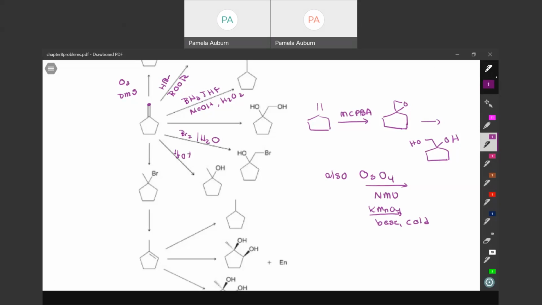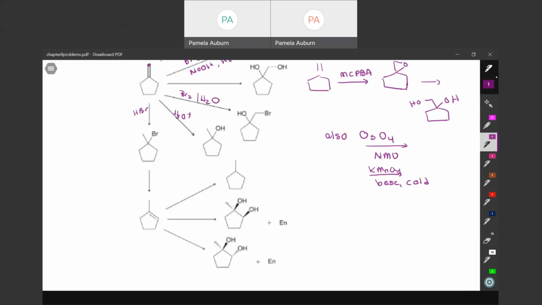And then down for this guy, I'm adding bromine to the more substituted side. So HBr will do that. And here, I'm going to go from having the bromide to doing the elimination to this alkene. And to do that, I want a base. So that will do the elimination for me. And then down here, I'm doing a hydrogenation.